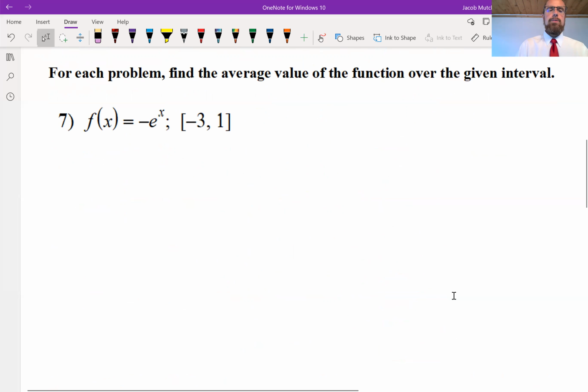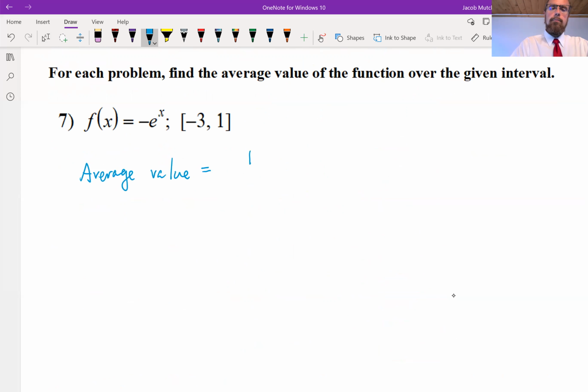So here my function is negative e to the power of x, and I'm integrating from negative 3 to 1. We'll set it up for the average value. And again, that's going to equal the fraction 1 over b minus a, so that's going to be 1 minus negative 3 times the integration from negative 3 to 1 of my function negative e to the power of x dx.